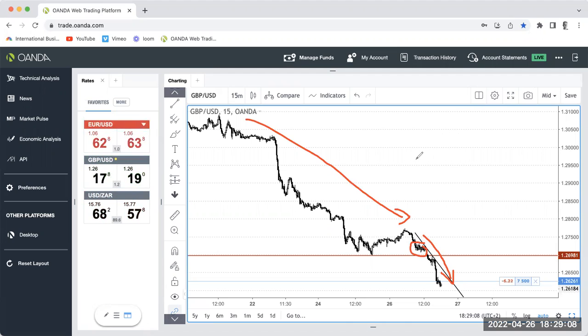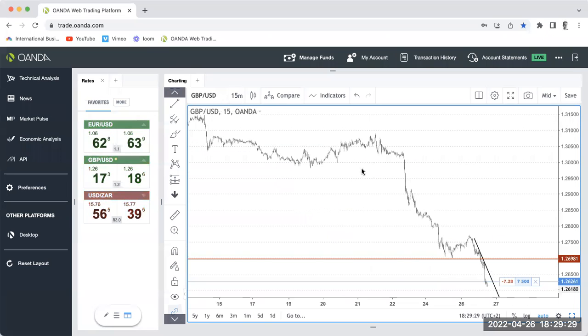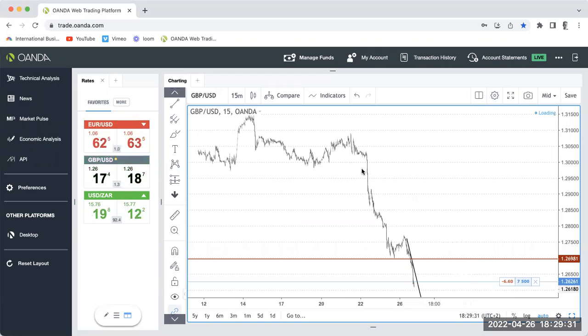But you can see once again, we've got this climactic move down, which often signifies the end of a move. It's the last gasp or the last burst or the last fling, the last chance at the market of really moving much lower. And often you see this as the last stage of a prolonged trend.